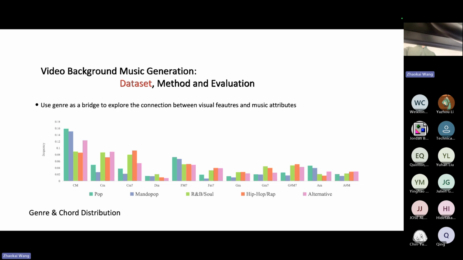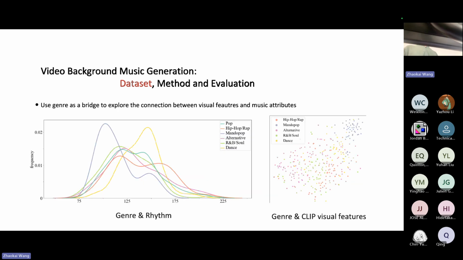So this is the chord distribution among different genres. This is the rhythm distribution among these genres. For example, for Mandopop, the tempo, the BPM, is typically relatively lower, but for dance music and dance videos, the BPM is usually larger.